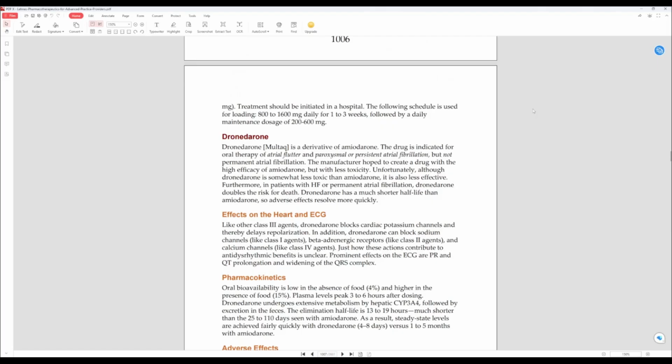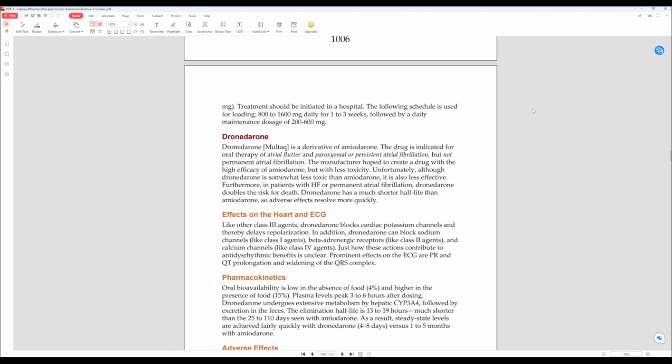Dronedarone, or Multaq, is a derivative of amiodarone. The drug is indicated for oral therapy of atrial flutter and paroxysmal or persistent AFib, but not permanent AFib. The manufacturer hoped to create a drug with the high efficacy of amiodarone, but with less toxicity. Unfortunately, although dronedarone is somewhat less toxic than amiodarone, it is also less effective. Furthermore, in patients with heart failure or permanent AFib, dronedarone doubles the risk for death.